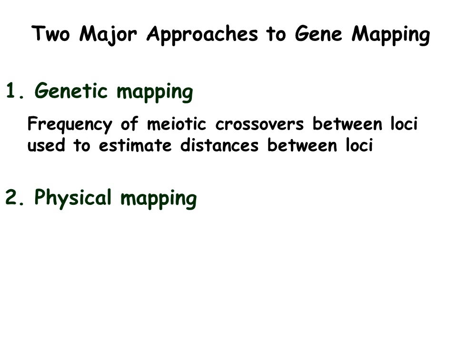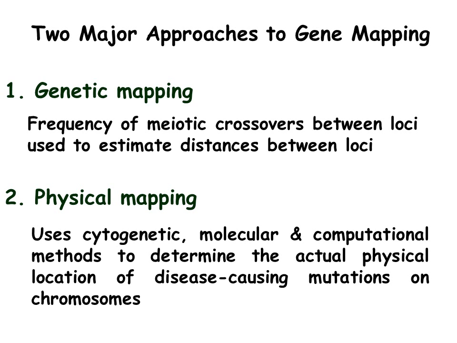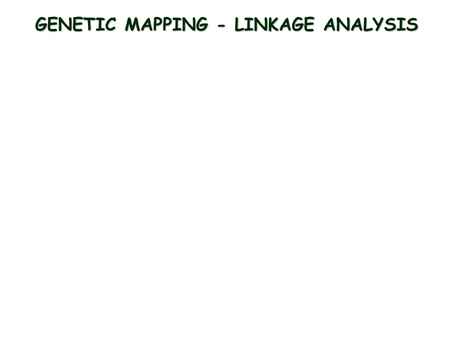As opposed to physical mapping, which we now can do a lot easier. This uses cytogenetic and molecular and in silico, or computer, methods to determine the actual physical location of the disease-causing mutation and the location on the chromosome. But for a long time we were restricted to genetic mapping until we found out how to do physical mapping. Even though we have these newer physical mapping techniques, we still frequently have to do genetic mapping or linkage analysis.